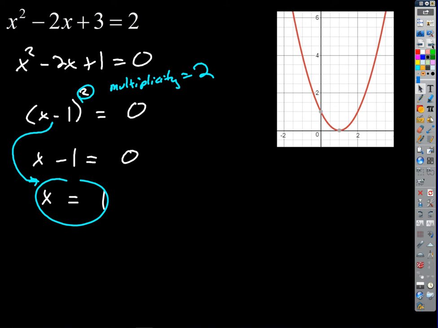Only get one solution, x equals 1, but because the factor that created that, and how do we get that really? We just set the factor x minus 1 equal to 0, right? And solved. And that gave us 1. But the factor that we set equal to 0 there was being squared, right? So therefore it counts as 2. Okay, so it has a multiplicity of 2 because that factor that gave us that answer was squared. And it looked different.